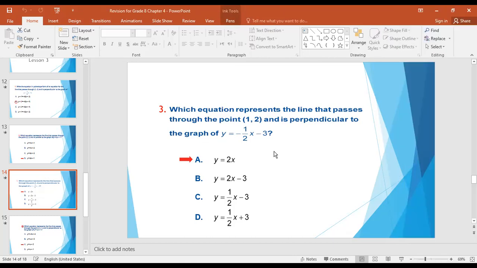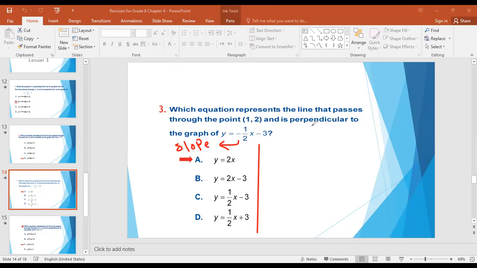Write the equation that represents the line that passes through the point (1, 2) and is perpendicular to the graph of y equals negative half x minus 3. How to do it? We have a point and a perpendicular line. So what is the slope now? The slope here is negative half.